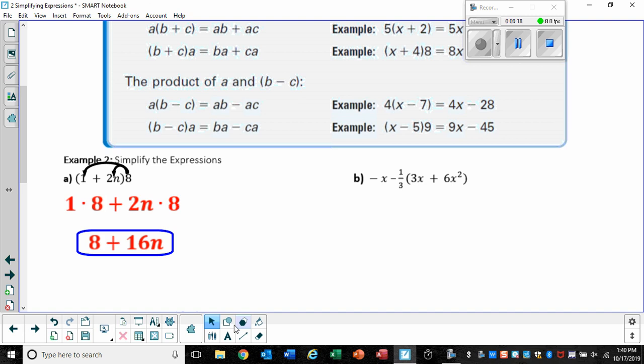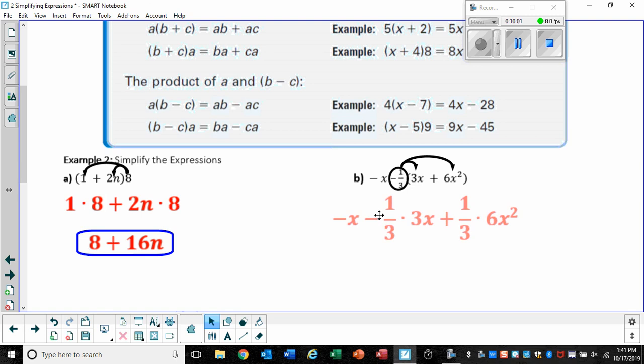Okay? Here, I have negative x minus 1/3 times 3x plus 6x squared. Okay? Now, the number that's going to get distributed is the one right in front. And we always include the sign that's there as well. Okay? So it's negative 1/3 that we're distributing this time. So I'm going to multiply negative 1/3 times 3x and negative 1/3 times the 6x squared. Okay? This minus x in the front, we're just going to bring down.